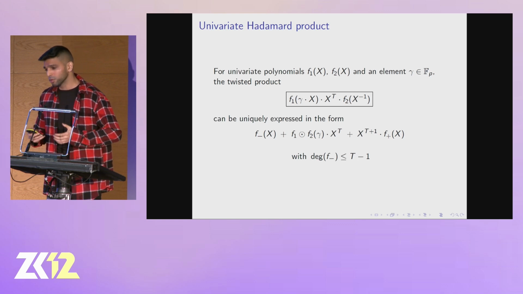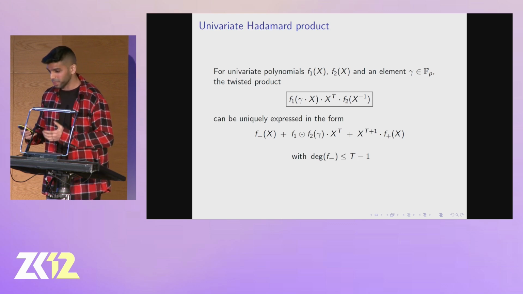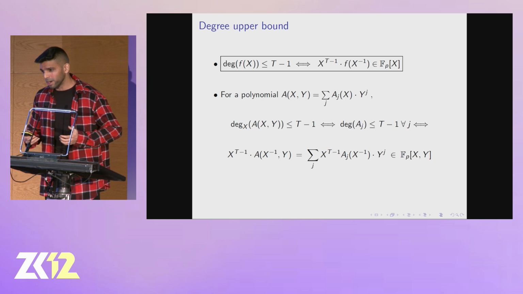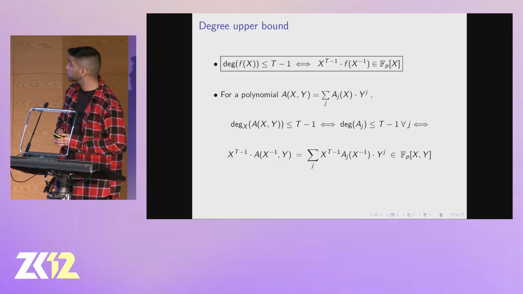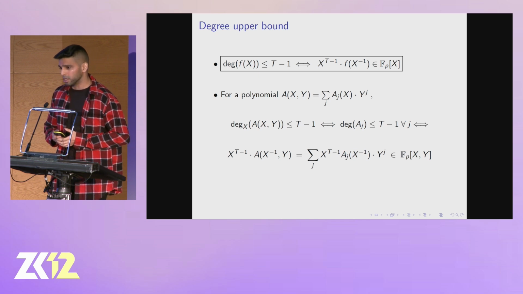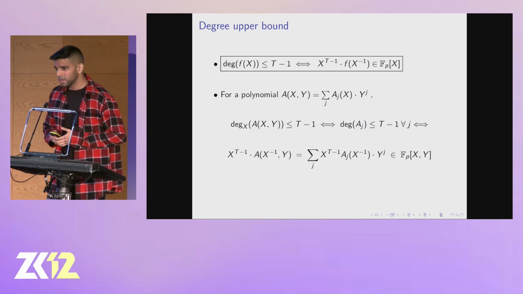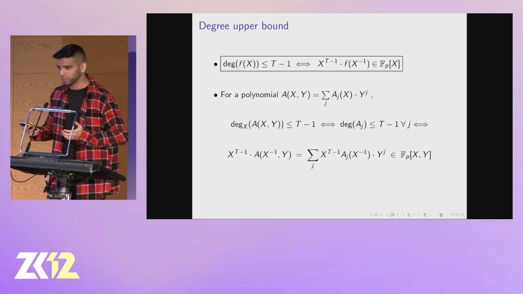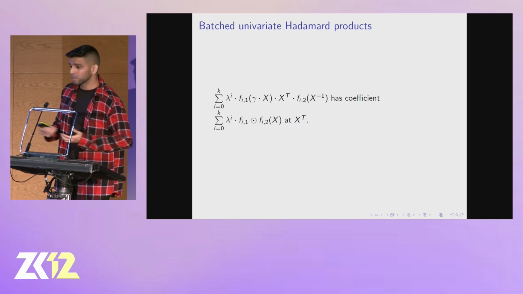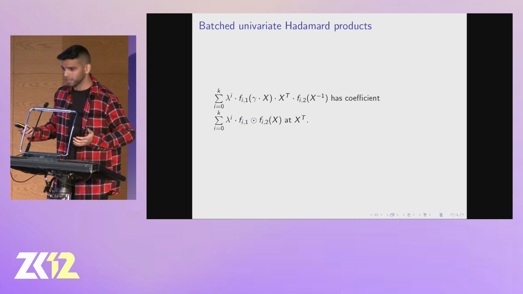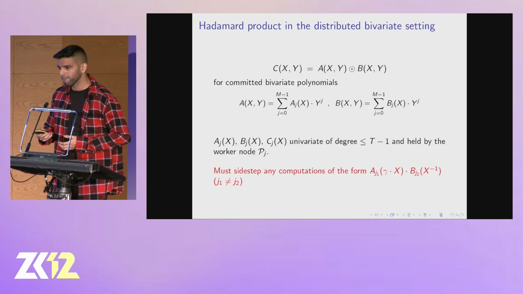So past this point, the only thing you need is a low degree test for the thing on the left. And the degree upper bound that seems to work the best for our use case is this one. All you need to do is prove that the thing on the right, the rational function, is in fact a polynomial. And this one lends itself quite well to the bivariate distributed setting without any hiccups. And you can batch multiple Hadamard products by just taking a randomized sum.